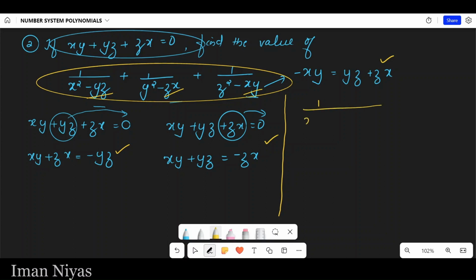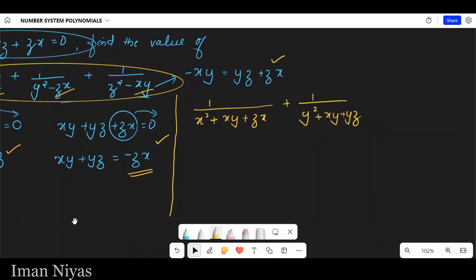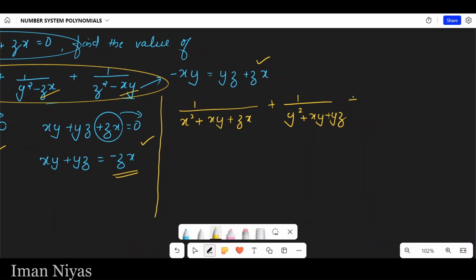1 by x square minus yz. Minus yz is what we got as plus xy plus zx from here, right? And next plus 1 by y square. Instead of minus zx we have plus xy plus yz, right? So one more term we have to do. The next term is plus 1 by z square minus xy. Instead of minus xy you have plus yz plus zx.